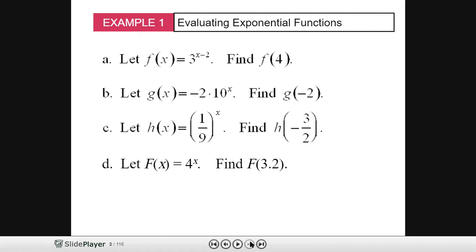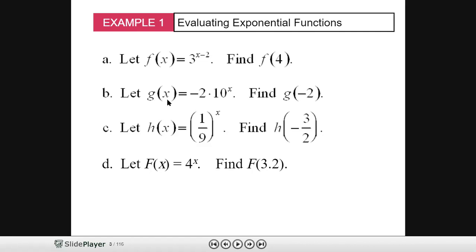So examples. Now example one is evaluating exponential functions. Let f of x be 3 to the power x minus 2. So here find f of 4. What we'll have to do is, wherever the variable is, that is now in the exponent, coming as a power x minus 2, we'll have to replace this x with the 4.